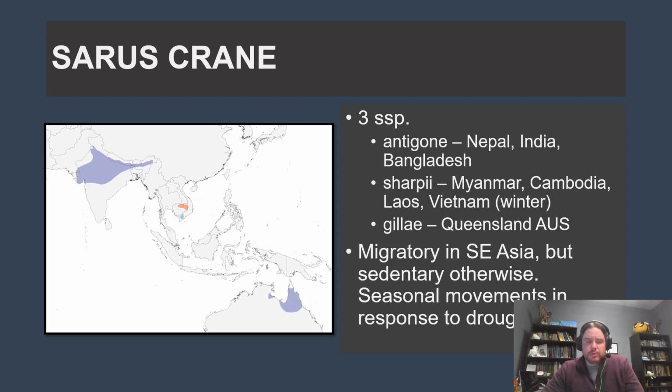It is migratory in only one part of its range. That's kind of an interesting thing. A lot of birds and many groups that are migratory, it's like they're either migratory or they're not. It's not like they're migratory some places and not migratory others. So it's kind of cool. Here in this part of the range, they are migratory, right? So Southeast Asia. But here in India and Bangladesh, they're not. Here in Queensland, they're not.